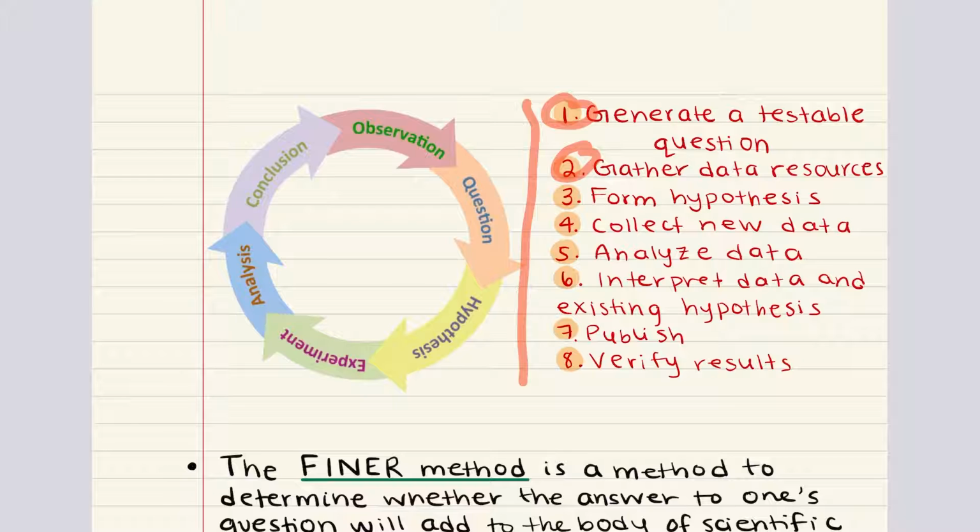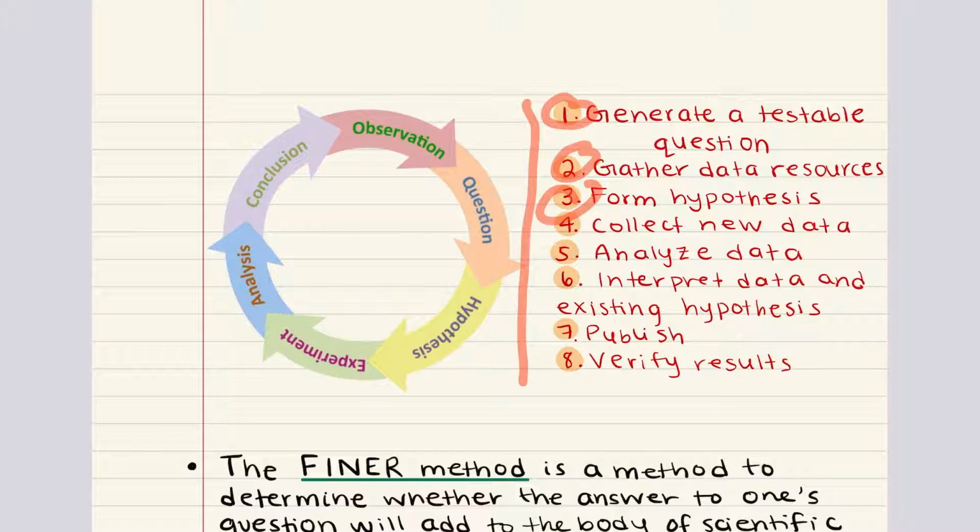Next, they gather data resources. So this involves reviewing existing research or literature on the topic. For instance, before conducting their experiment, the scientists might look at previous studies on photosynthesis to understand what's already known and then identify gaps in that knowledge. This step makes sure that the study builds on prior work instead of just copying it.